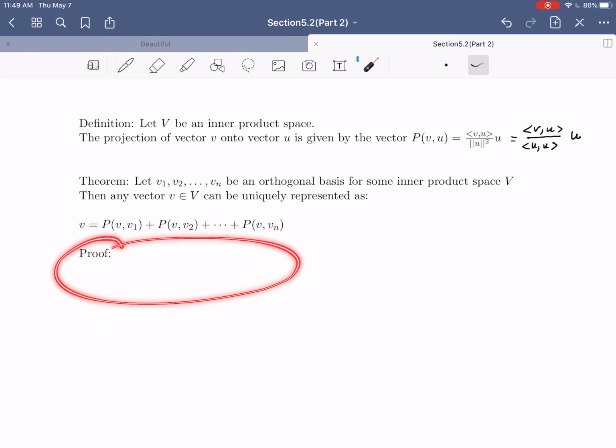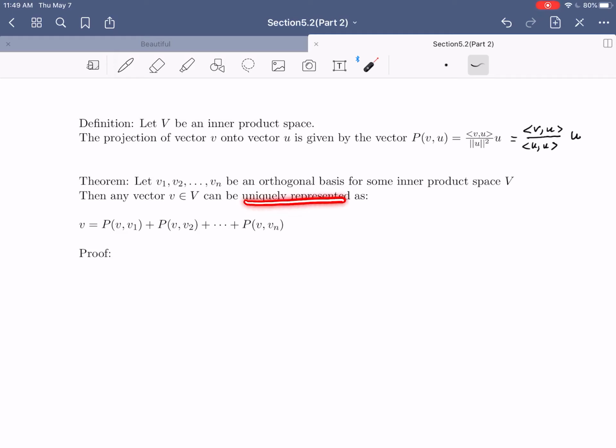We are going to prove this in just a moment. Now, I do want to call attention to some things, and we'll state this as we do our proof, but keep in mind that some of this statement, while it sounds really nice or fancy, we actually already know. This uniquely represented, that is actually something we already know. Because if V1 through Vn is a basis, one of the things we proved is that if you have a basis, every vector can be uniquely represented in that basis. So the fact that it's uniquely represented isn't the main point. The main point is that that unique representation happens to be the sum of all the projections.